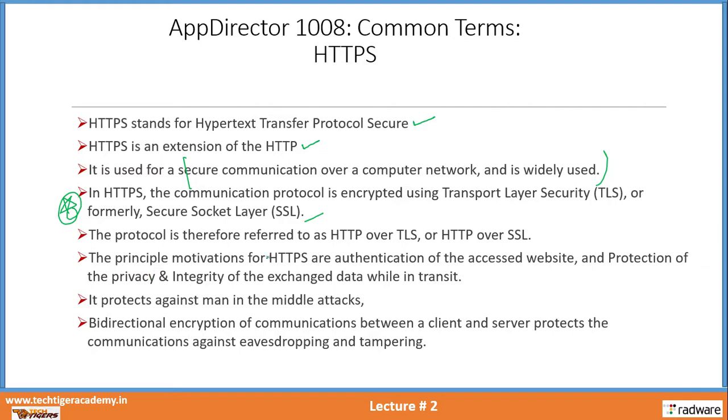The principal motivations for HTTPS are authentication of the accessed website and protection of the privacy and integrity of the exchanged data while in transit. It protects against man-in-the-middle attacks, and bidirectional encryption of communication between a client and server protects the communications against eavesdropping and tampering. That's the advantage that we get using HTTPS because it brings security and it protects the privacy and integrity of exchanged data while in transit.